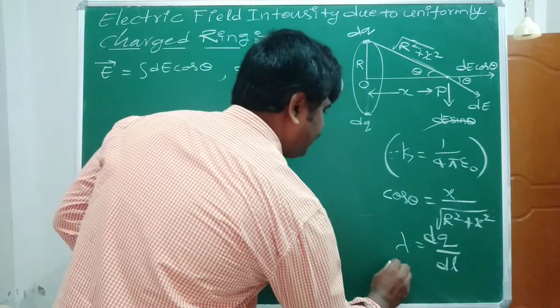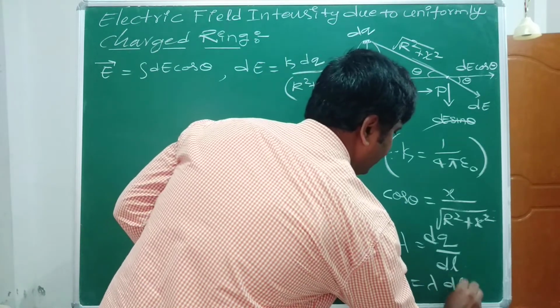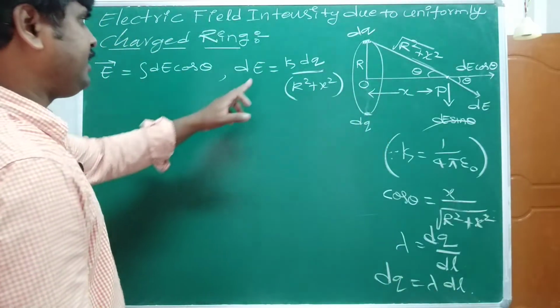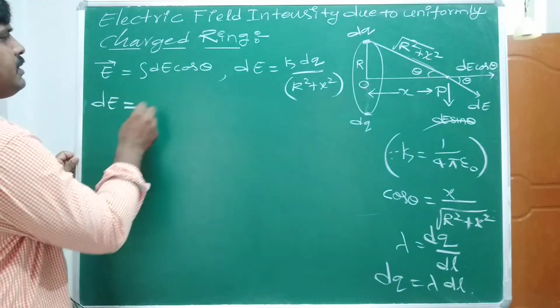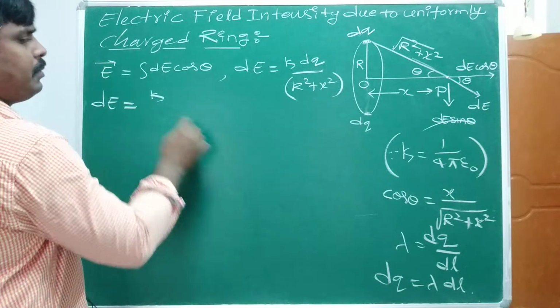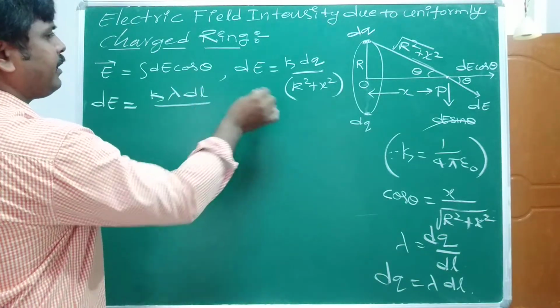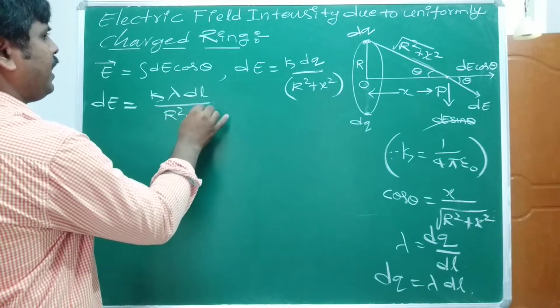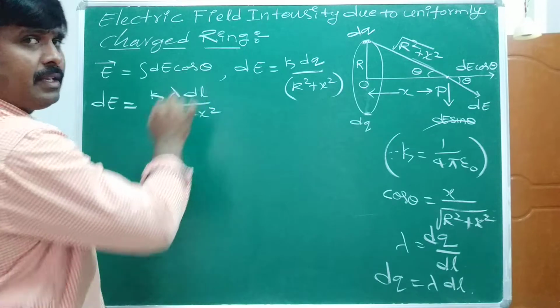So what is the value of dq? dq is equal to lambda into dl. This value is replaced in this equation. So now dE, the electric field intensity, is k into lambda dl divided by r square plus x square. This value is replaced in this equation.